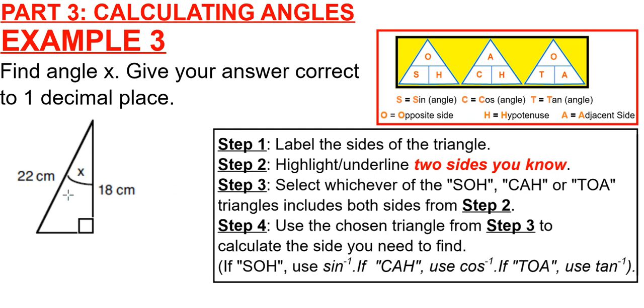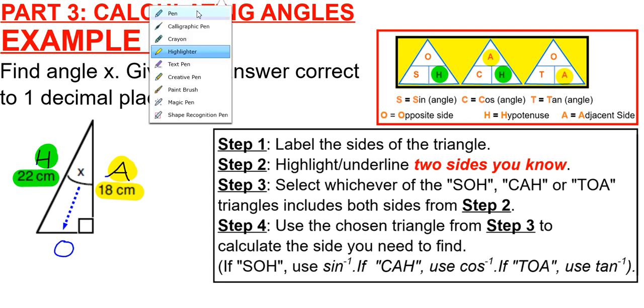So step one, label the sides. Opposite the angle, that's the O, hypotenuse is this one, adjacent is that one. Let's highlight what we know. So we know the adjacent is 18, so colour in A for adjacent, or underline it if you've not got a highlighter. We also know the hypotenuse, which is 22. So colour that one in.